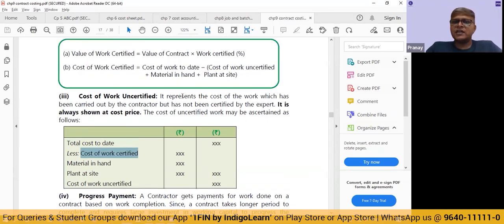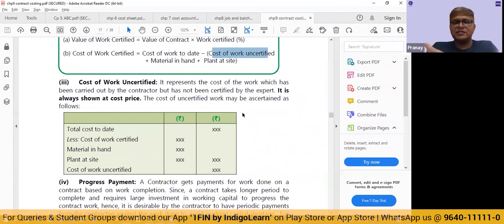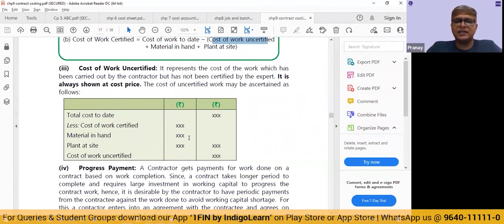See, in the question, they have to give one of the two. They have to give either the cost of work certified or the cost of work uncertified, and then the balancing figure we'll have to find out. Now, in reality, even this cost of work certified or uncertified will be arrived at after a technical evaluation. But as far as the examination is concerned, they have to give us that information.